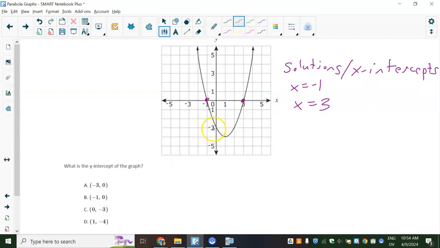So the y-intercept, I'm going to highlight in red here, is just where it crosses on the y-axis, and that's just the point x0, y negative 3. And the y-intercept will always look like that. The y-intercept always will have an x-coordinate that's equal to 0. You need a point on that y-axis, so the x is always 0.